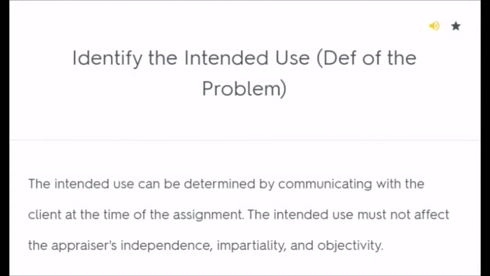Identify the intended use. The intended use can be determined by communicating with the client at the time of the assignment. The intended use must not affect the appraiser's independence, impartiality, and objectivity.